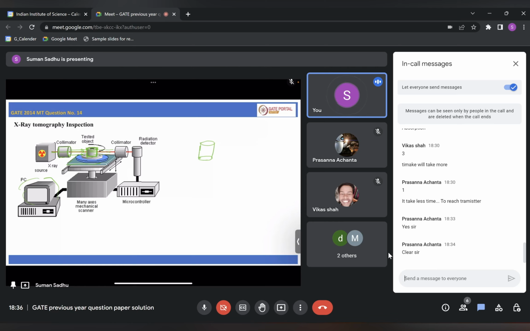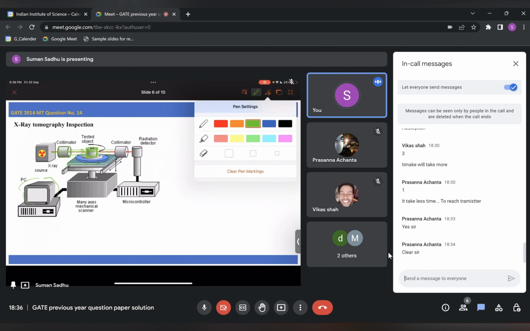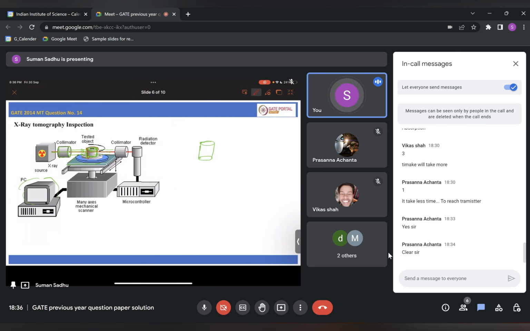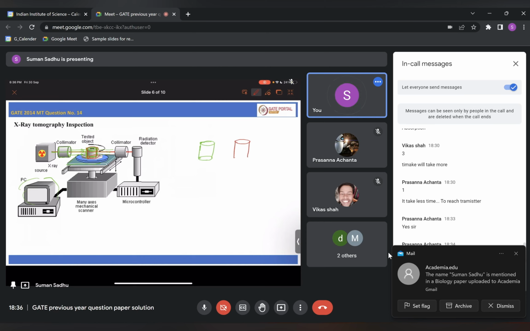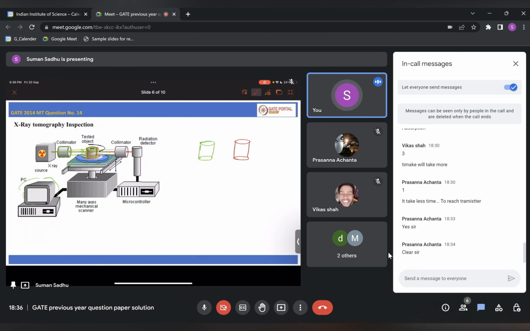Let's say your sample is like this, so you cannot see what cracks or pores are present inside. But if you place your sample in this X-ray tomography inspection machine and rotate your sample at different angles and reconstruct the image, then it will show the location of the internal crack and the location of the pore. It will give you a 3D image of your sample.